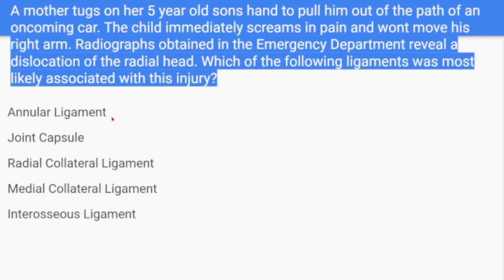The annular ligament, maybe. The joint capsule, that would be a heck of an injury. Radial collateral ligament, maybe. Radial side, radial head dislocation. Medial collateral ligament, well, that's on the ulnar side, right? That's the ulnar collateral ligament, so probably not. And then the interosseous membrane, probably not. So the answer is the annular ligament, which I hinted at earlier, which anchors the radial head into the proximal radioulnar joint and the elbow joints in total.